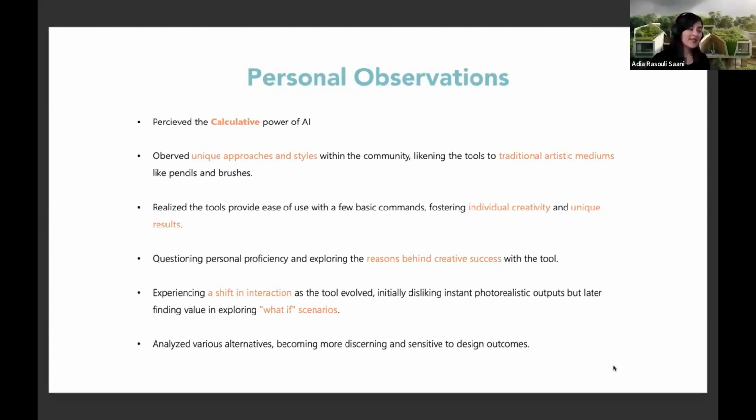I started testing what-if scenarios, like what if instead of this spatial arrangement, I try another one? What if I change the form from cubic to curve? And what if I use, for example, concrete instead of bricks, and this color instead of that? And I started getting pickier and more sensitive about the results. I spent hours analyzing all the different alternatives and how they were different and why I preferred some over the others.